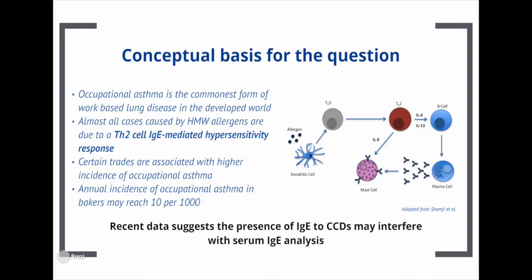The baking industry is associated with a high incidence of occupational asthma, and recent data suggests that the presence of IgE, or antibodies, to CCDs may interfere with serum IgE analysis used to diagnose occupational asthma at centres like ours at the Royal Brompton.